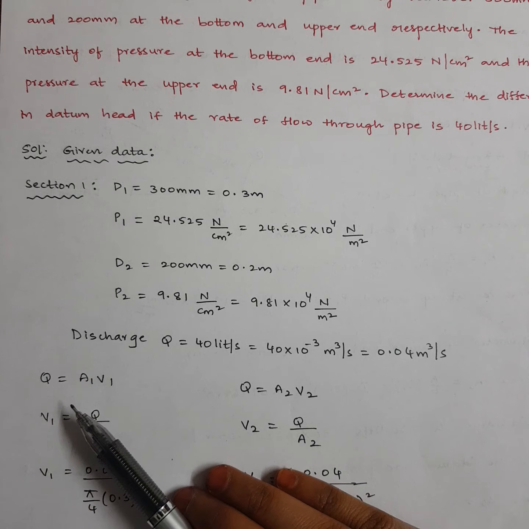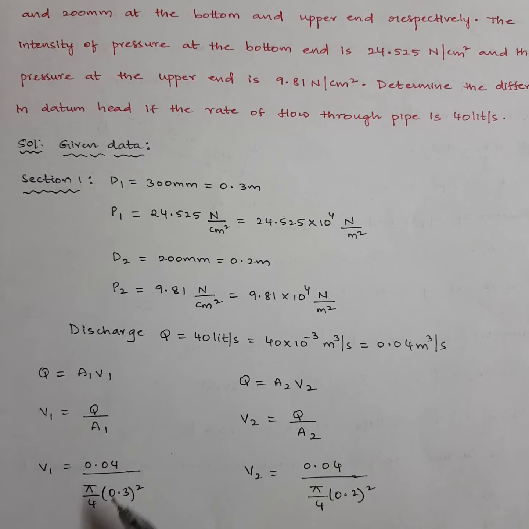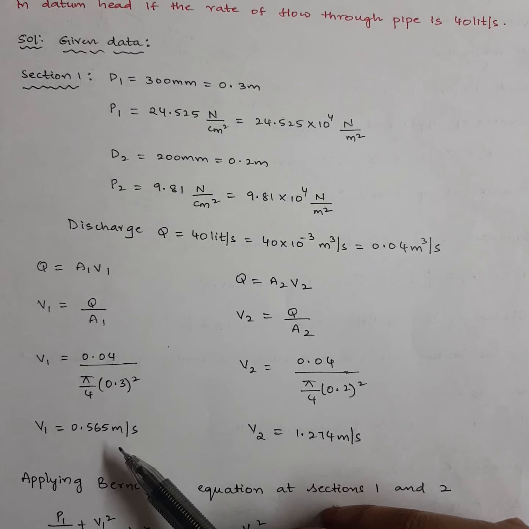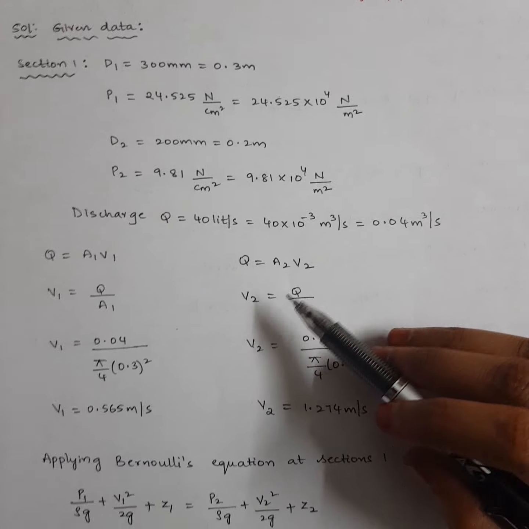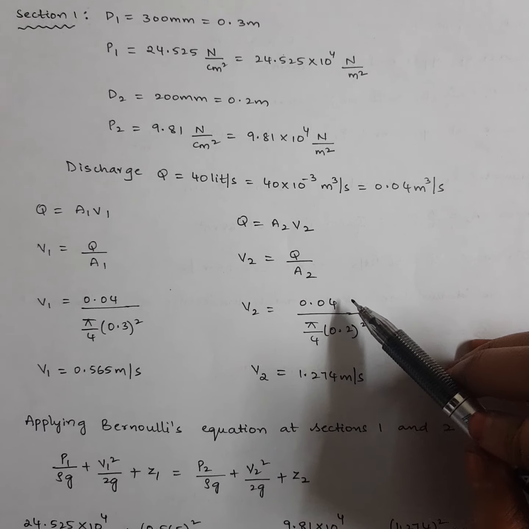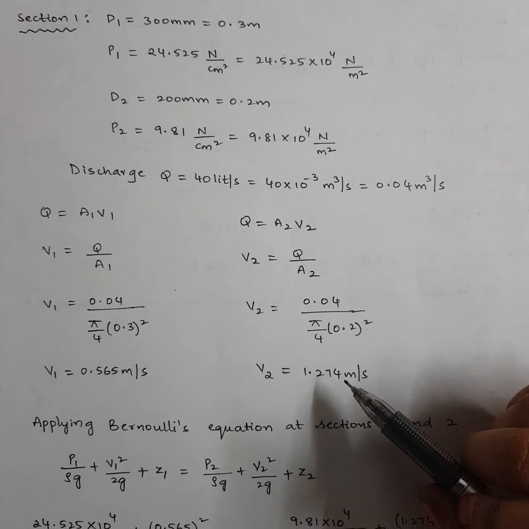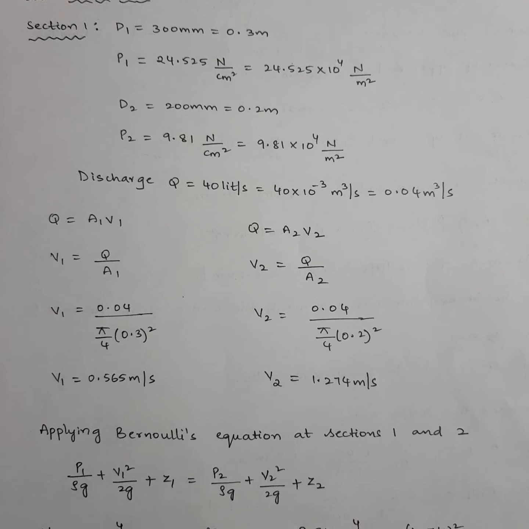Now let's start off with Q equal to A1 V1. So from here, what is V1 equal to? Q by A1. So 0.04 by A1, which is pi by 4 of D1 square, 0.3 square. You got V1 as this much. Similarly, let's do for Q equal to A2 V2. So from here, V2 is Q by A2. Again, Q is 0.04 by A2, which is pi by 4 of D2 square. We got this much. Now you need not do late, just apply Bernoulli's equation at section 1 and 2.